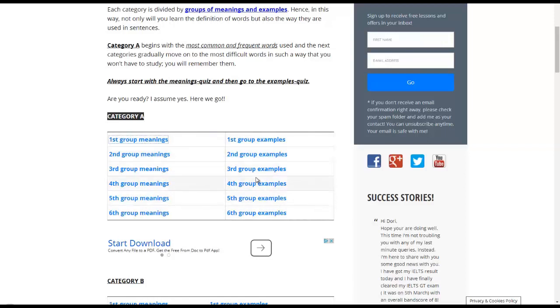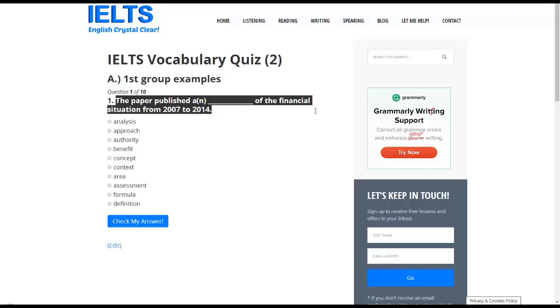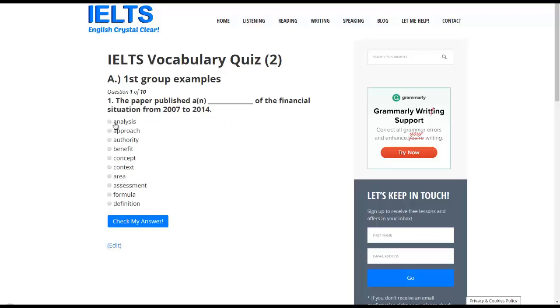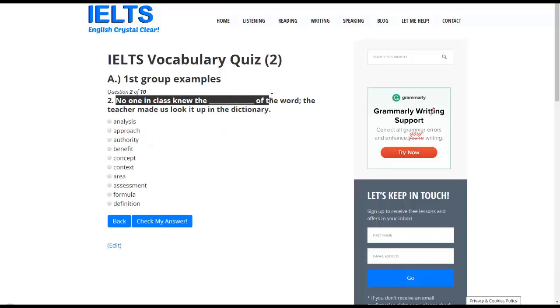You get examples in which the word is used correctly, as it should be. Let's read this example. The paper published an analysis of the financial situation from 2007 to 2014. So which word is more likely to fit in here? I choose analysis again, so check my answer, it is correct. In this way you really understand how each word is used in context. Apart from its meaning, you actually get to use the word. So let's move on. No one in class knew the definition of the word. The teacher made us look it up in the dictionary. No one in class knew the definition.